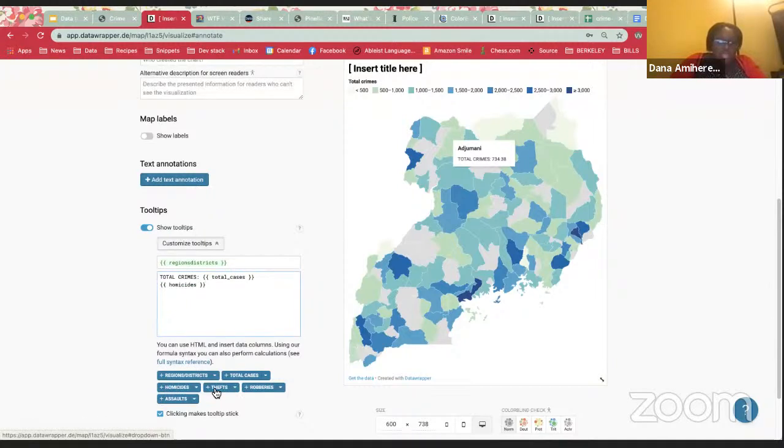So I'm going to add homicides. I'm going to add thefts, I'm going to add robberies, and I'm going to add assaults, and I'm putting all these on different lines. So I'm adding assaults, adding robberies, adding thefts, and homicides. So now if I go back over here, I'll put a little code in here.